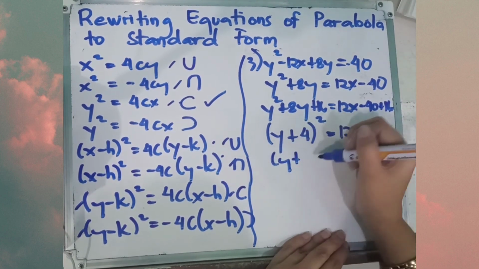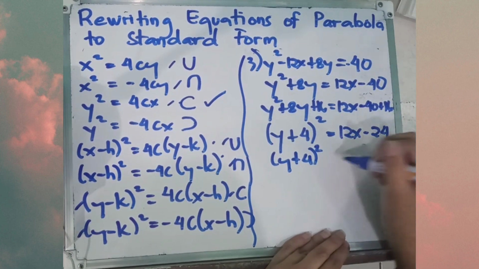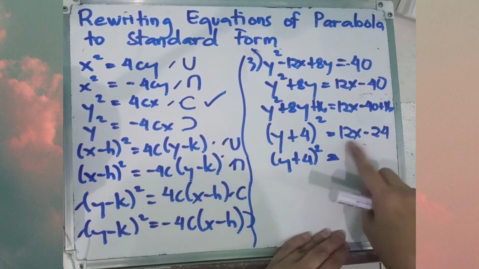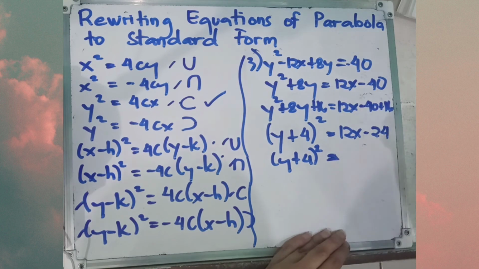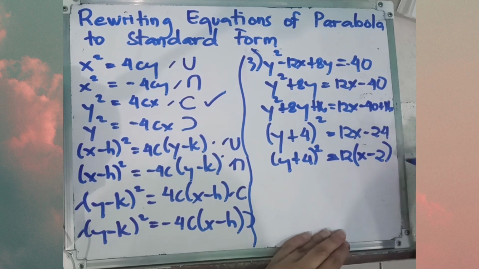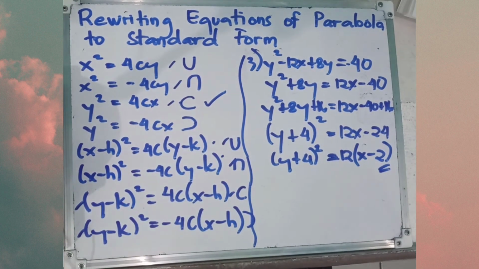So further simplifying, look for the common factor. I think it's obvious that it's 12. Divide both terms by 12, that's x minus 2. So this is now in standard form.